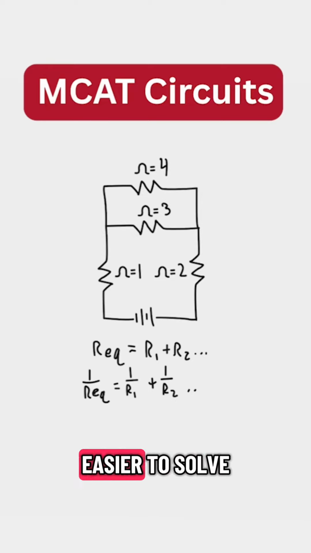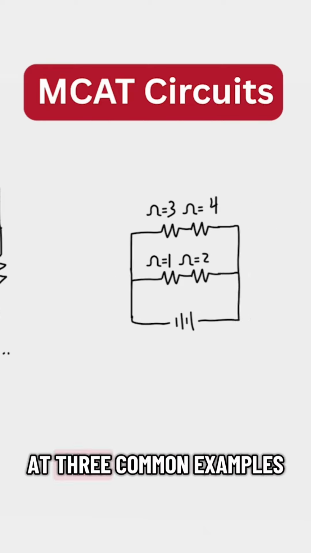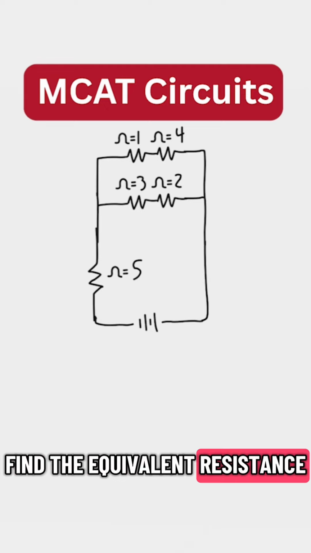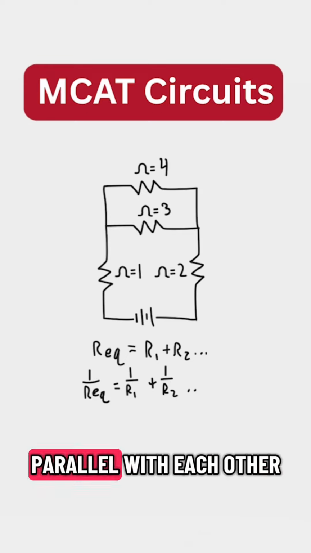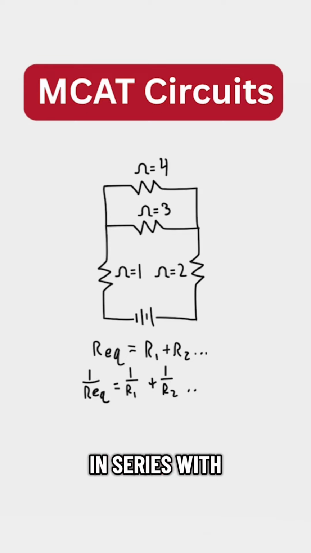This will make it a lot easier to solve circuits on the MCAT. We're going to look at 3 common examples to help you find the equivalent resistance. Anytime you're doing this, look for 2 resistors that are very clearly in parallel with each other or very clearly in series with each other.